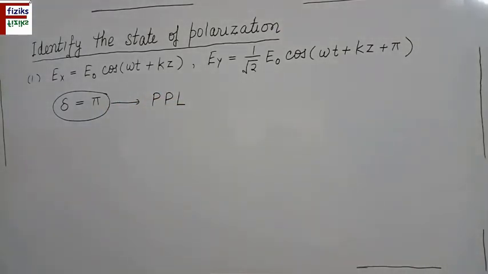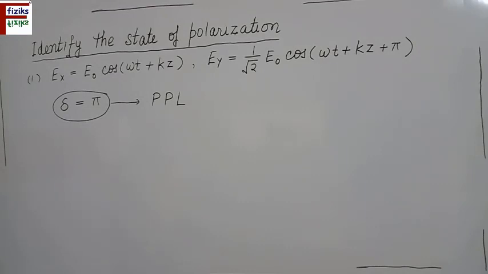So first we will check what the phase difference is between these two terms, the Ex component and the Ey component, and if this phase difference is equal to 0, pi, 2 pi, 3 pi, 4 pi, a multiple of pi, then we can directly state that this is plane polarized light. So this is the first example.